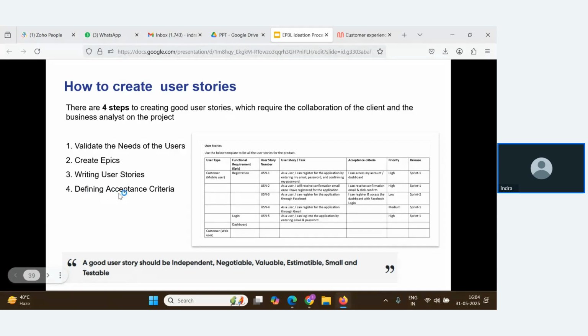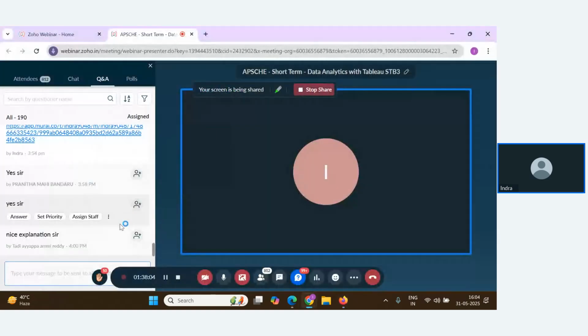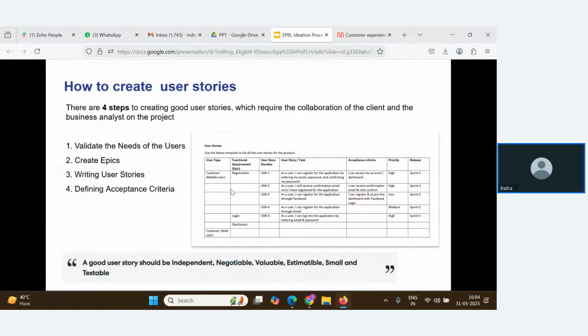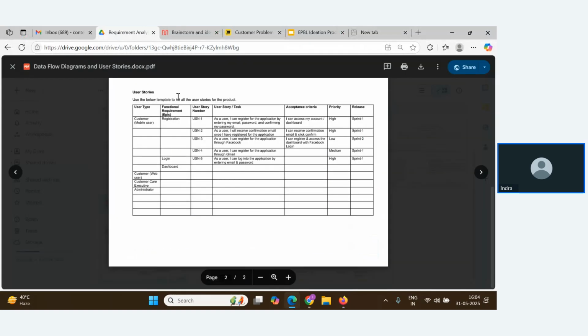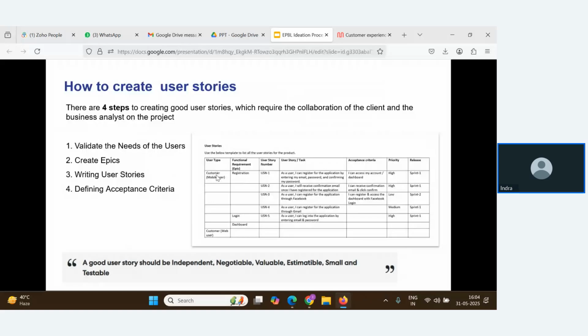Then defining good acceptance criteria: you can set clear conditions to verify that the user story is complete. You can see there is a small table here. That is the same table you can find in the data flow diagram also. Below the data flow diagram, you have the same table. Now, what is this table? Let's understand that.